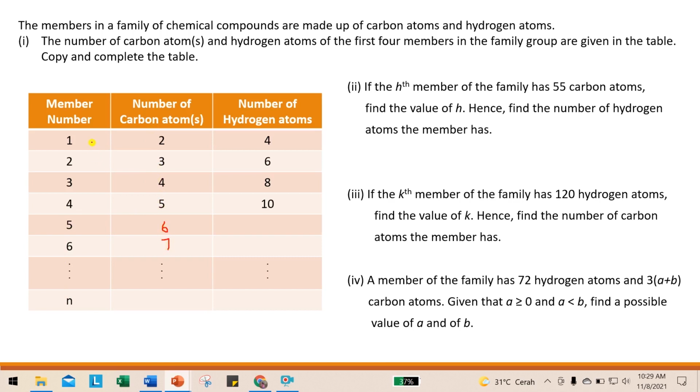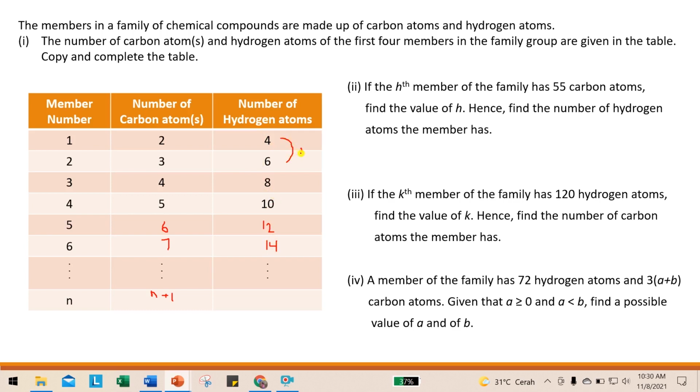So now here the first term is 2. The second term is 3. The third term is 4. The fourth term is 5. So the general terms of the sequence is equal to n plus 1. The next column, number of hydrogen atoms 4, 6, 8, 10, 12, 14. So now, how to get the general terms of the sequence? The common difference is 2.